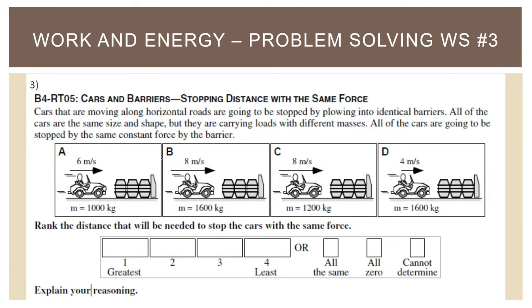Number 3 is one of these ranking tasks in the Tipper's book. This one is B4RTO5. It says cars that are moving along horizontal roads are going to be stopped by plowing into identical barriers. All of the cars are the same size and shape, but they're carrying loads with different masses. All the cars are going to be stopped by the same constant force by the barrier. That's a very important piece of information. It then says here, rank the distance that will be needed to stop the cars with the same force. There they've said it again, the force is the same.